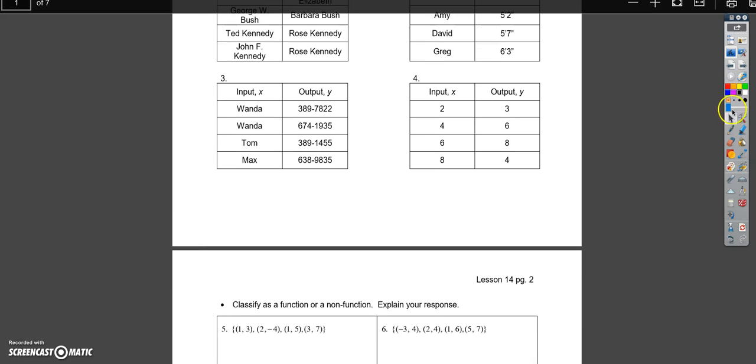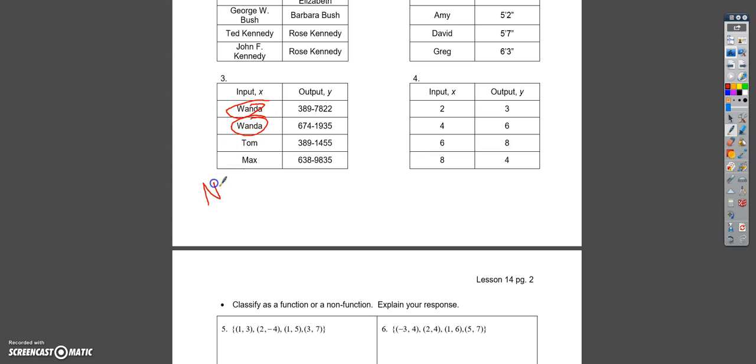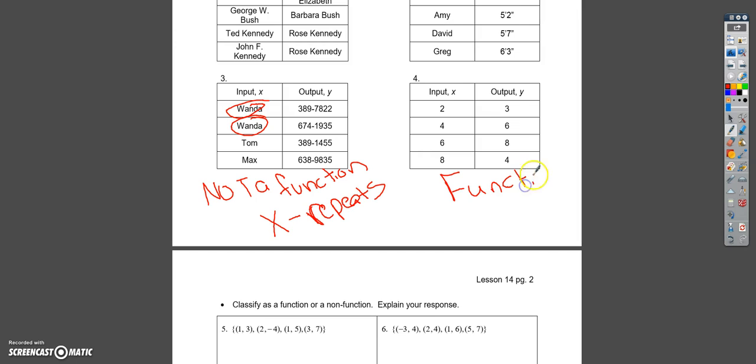Alright, there's two more. So here, oh look, not a function. X repeated. It's an R. X repeats. 2, 4, 6, 8, all different. So this is a function. X did not repeat.